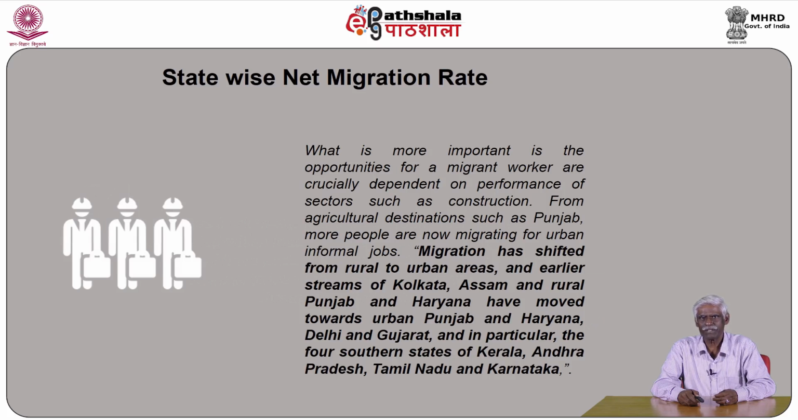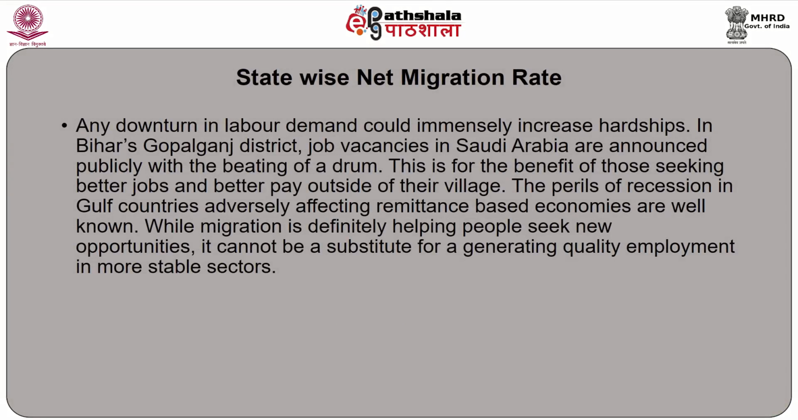From agricultural destinations such as the state of Punjab, more people are now migrating for urban informal jobs. I quote, migration has shifted from rural to urban areas, and earlier streams of Kolkata, Assam and rural Punjab and Haryana have moved towards urban Punjab, Haryana, Delhi and Gujarat, and in particular the four southern states of Kerala, Andhra Pradesh, Tamil Nadu and Karnataka. Any downturn in labor demand could immensely increase hardships.